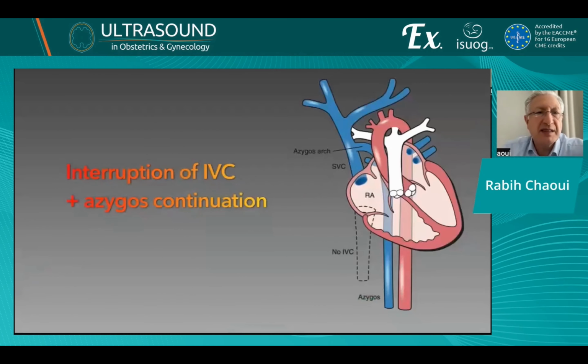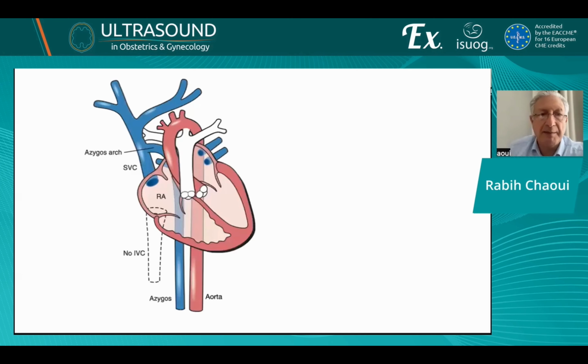Now we move to the next disease called interruption of the inferior vena cava with the azygous continuation. This is a typical condition seen in some complex cardiac anomalies like the left isomerism.